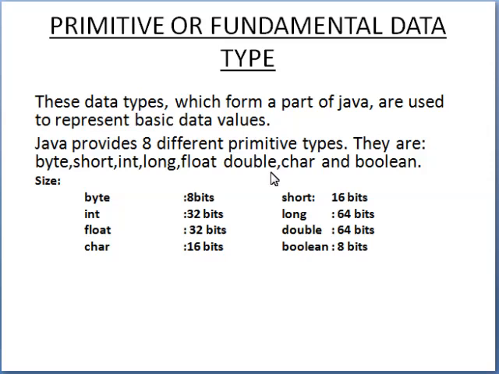Now we are going to see the size of these primitive data types. Byte is 8 bits. The size of short is 16 bits. Integer, 32 bits. Long, 64 bits. Float, 32 bits. Double, 64 bits. Character, 16 bits. And boolean, 8 bits.